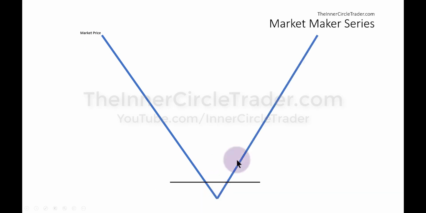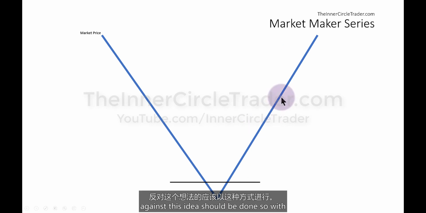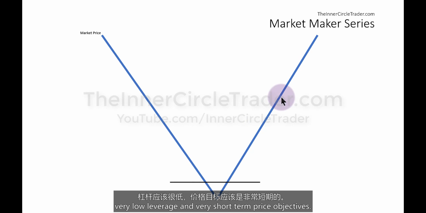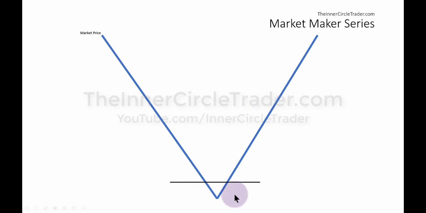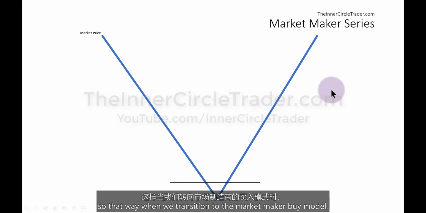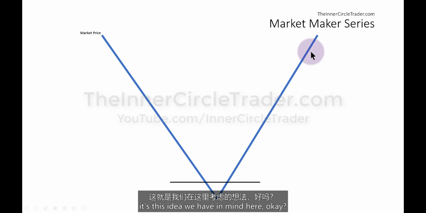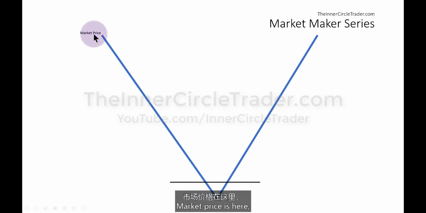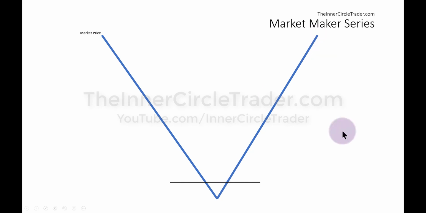Once it trades to this level here, you would expect higher prices, and you can trade obviously with the majority of your leverage on the long side, and any scalping or short-term trades against this idea should be done with very low leverage and very short-term price objectives. Now let this image burn in so that when we transition to the market maker buy model, it's this idea we have in mind here, okay? Market price is here. We're expecting to trade down to a key level and then rally up.